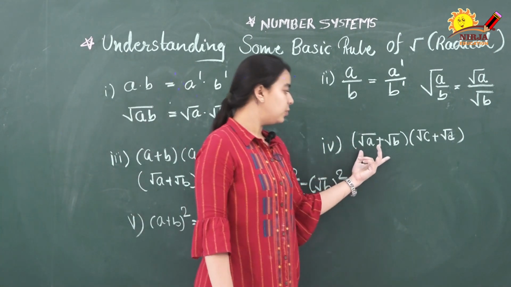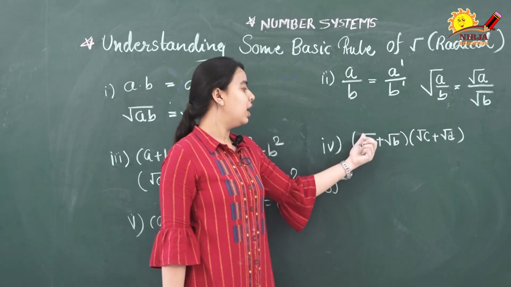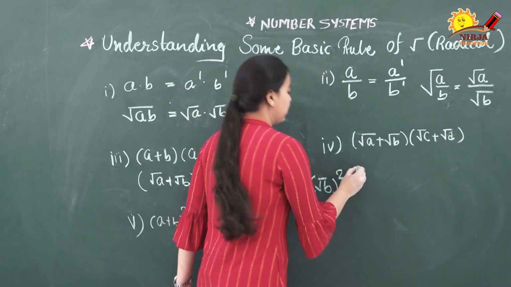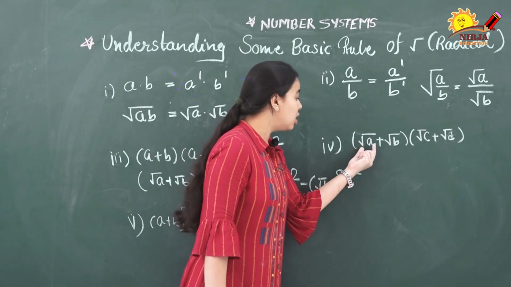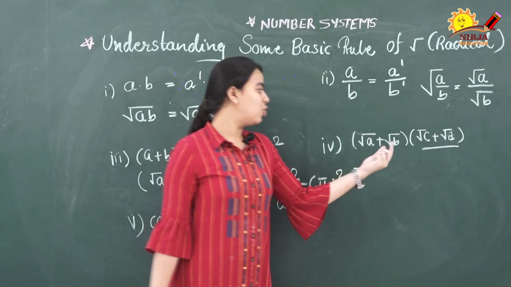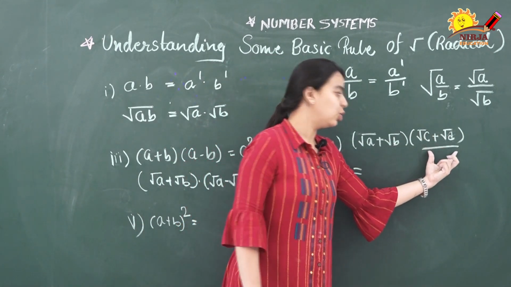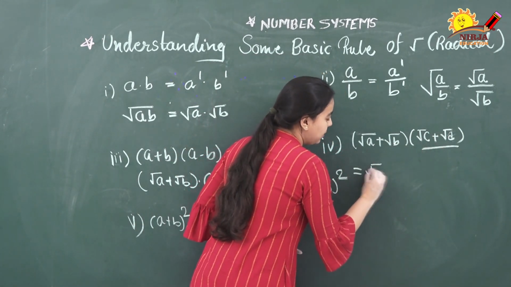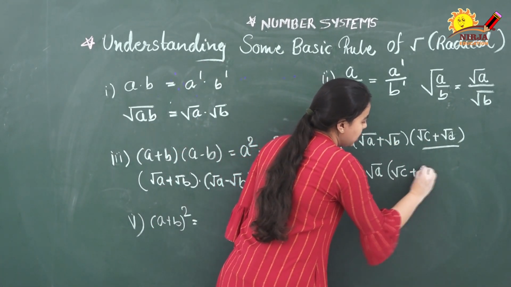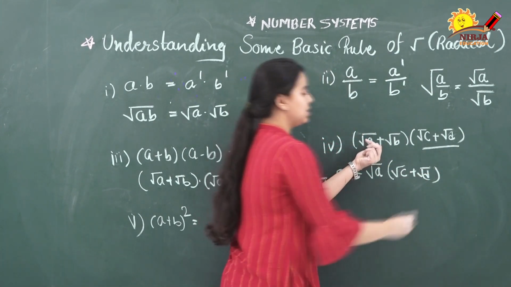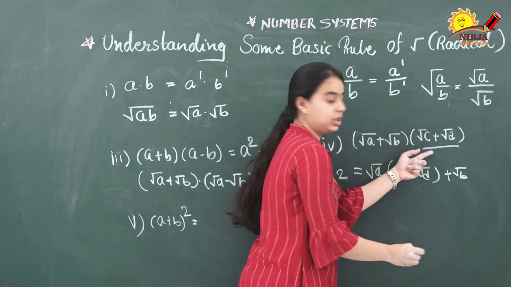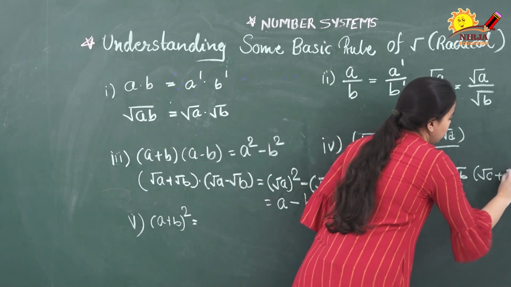Now, our next term: what happens if we multiply under root a plus under root b and under root c plus under root d? Let us simplify. This under root a is in multiplication with this whole term, and this under root b is also in multiplication with the whole term. Let us do it. First I am doing the multiplication of under root a with this whole term, under root c plus under root d. Which sign? Plus sign you need to put. Then multiply under root b with this whole term, under root c plus under root d.